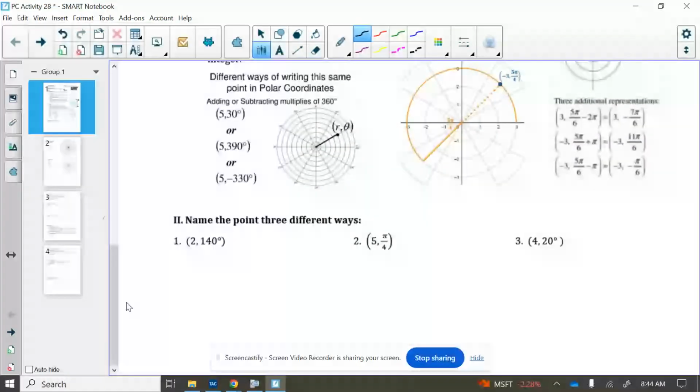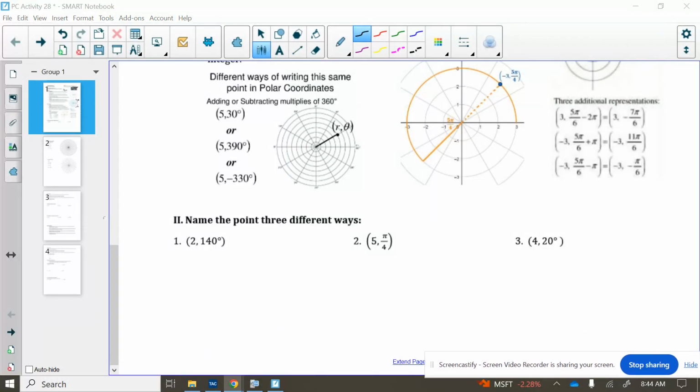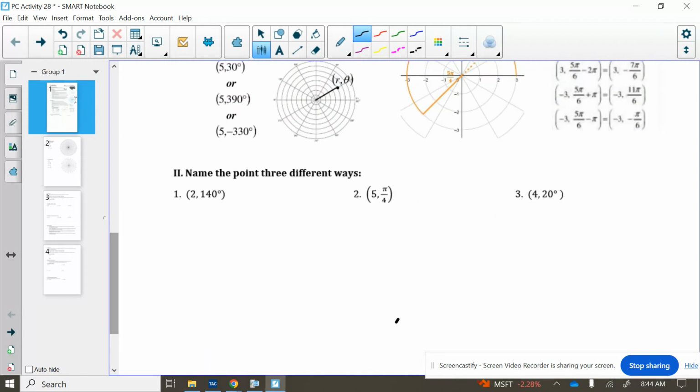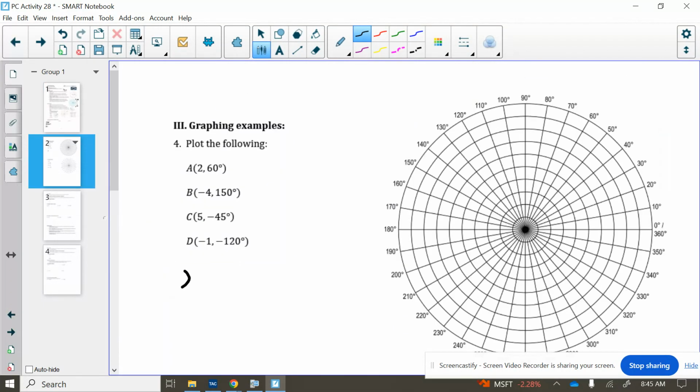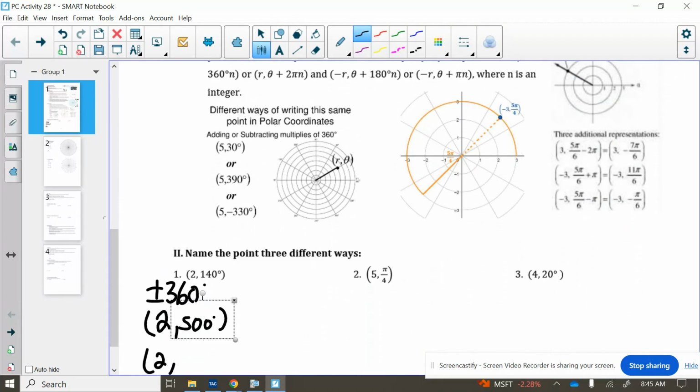For each of these following examples, we want to find different ways to represent each of these points. For the first one, if you think about just adding or subtracting 360 degrees, two other ways we could write this are: if we add 360, we could make it 2 comma 500, which would be 360 plus 140, or we would have 2 comma negative 220 if we subtracted away 360 degrees.